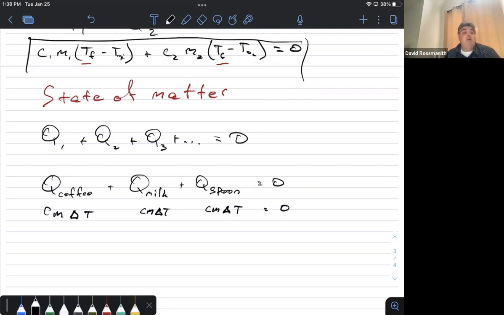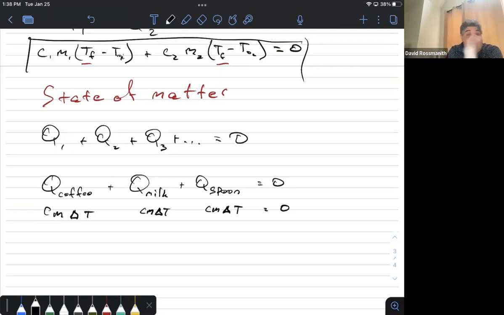A different problem could be, if what I want is to take my coffee from 90 degrees Celsius down to 70 degrees Celsius, how much milk should I add? Well, in that case, I know the final temperature, it has to be 70. So the thing I'm looking for is actually the mass of the milk. How much should I add? So what thing you're looking for depends on the problem.